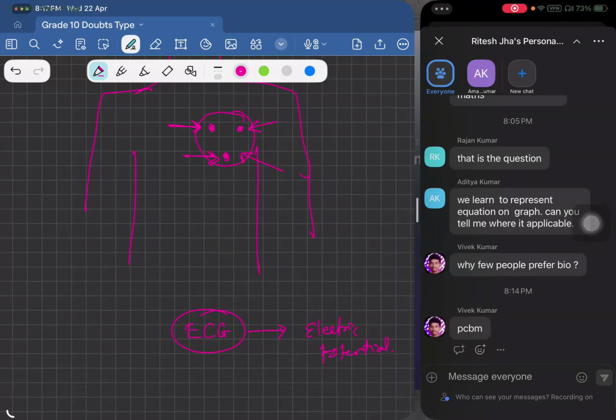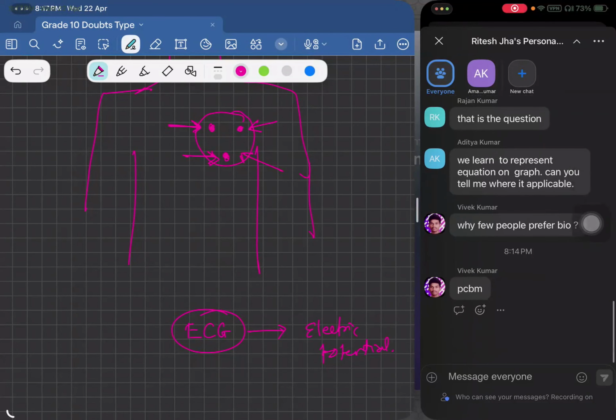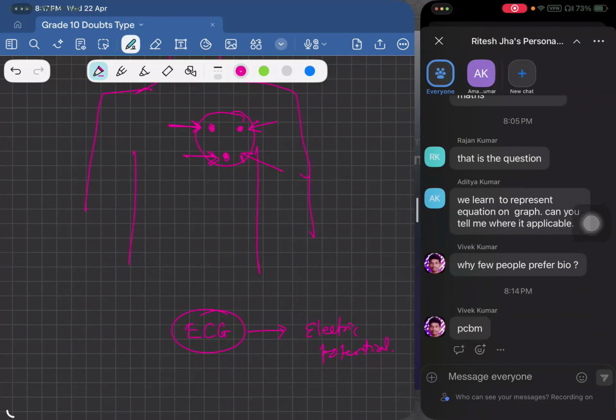Or you ask me in what context, in what field biology is important, and I'll give you the application of biology in that particular field, specifically. So I hope that answers your question, Vivek. Yes, sir. Any other doubt, guys? Here I can see that people asked me physics, chem, math, bio related questions.